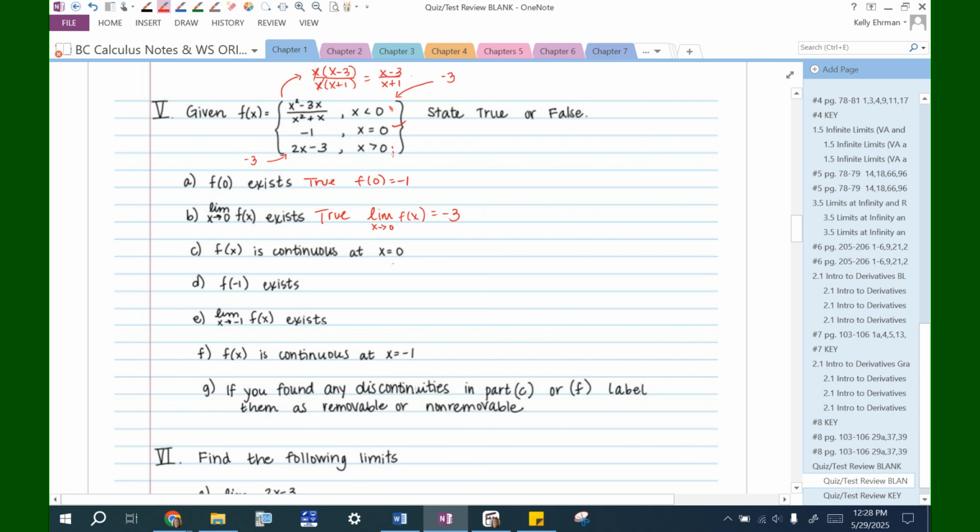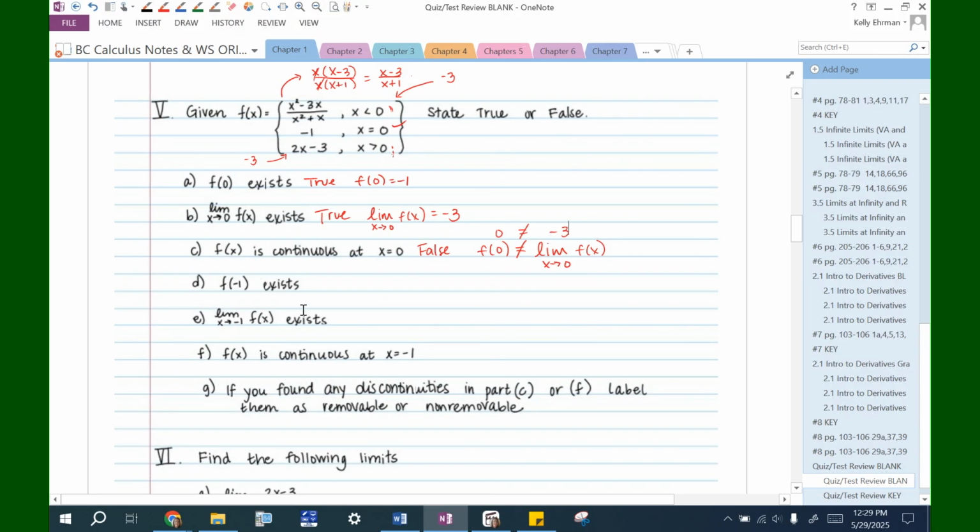F of x is continuous at 0. Well, if that's true, then the limit has to equal the function value, and that's not true, so false. And that's because f of 0 is not equal to the limit as x approaches 0 of f of x. In other words, 0 is not equal to negative 3.